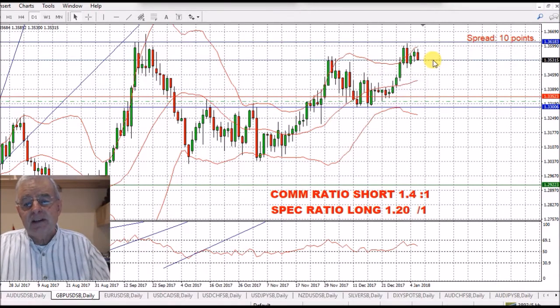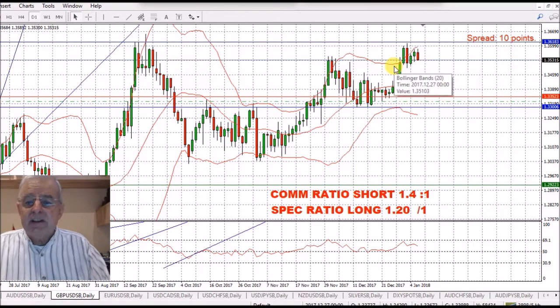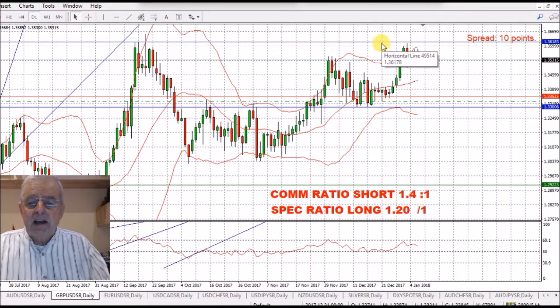Pound USD, same thing. We've had a red candle this morning. We're down onto this little bit of support that we've got here. I'll just move this line up.